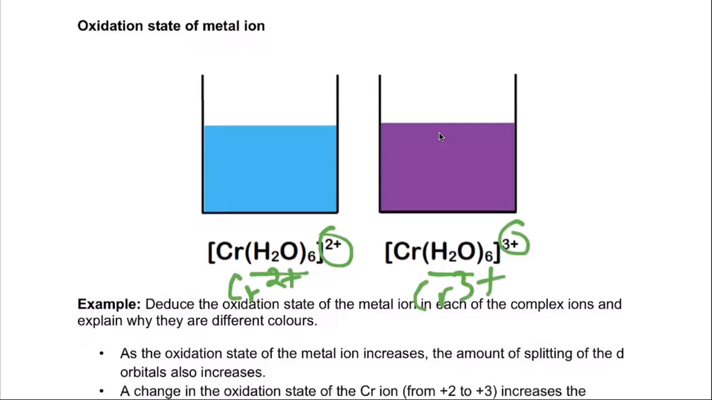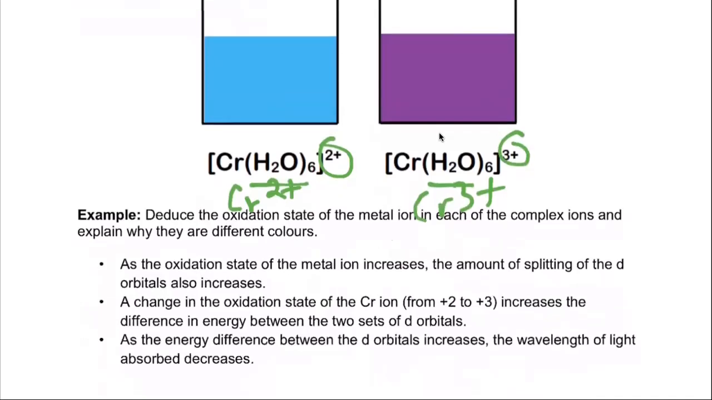And so it says, deduce the oxidation state of the metal in each of the complex ions and then explain why they're different colors. So I kind of already helped you with the charge. One of them is 2+, the other is 3+. And in order to explain, it says, as the oxidation state increases, the amount of splitting of the d orbitals also increases. So going from chromium 2+ to chromium 3+ increases the difference in energy.